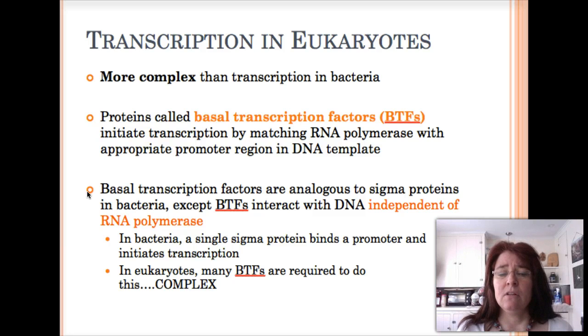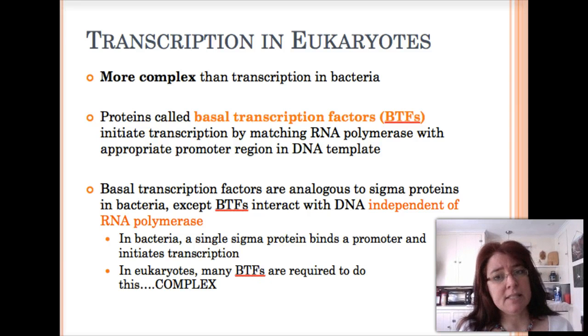In other words, they can come in and bind without having the core alongside them. In bacteria, in addition, a single sigma protein binds to the promoter to initiate transcription, whereas in eukaryotes, there are many BTFs that are required to do this. So the initiation of transcription is one place where we see much more complexity in eukaryotes than in bacteria.